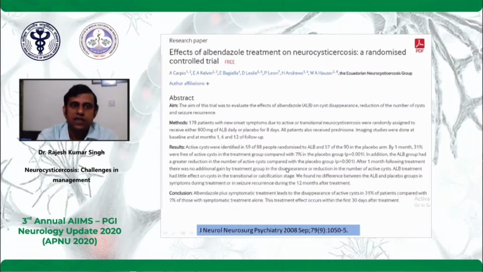And in which they have given albendazole in almost 60 patients, and placebo in almost 60 patients, and they found that albendazole plus symptomatic treatment led to disappearance of active cyst in 31% of the patients, compared to 7% of those who received symptomatic treatment alone. So this treatment effect occurred within a 1 month period.